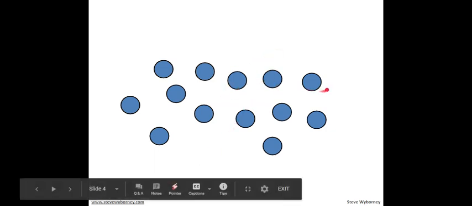I saw them in two groups of six. 1, 2, 3, 4, 5, 6. And then 1, 2, 3, 4, 5, 6. So that's 12. And then this extra one, which is 13. Okay, so she sees 13 dots.